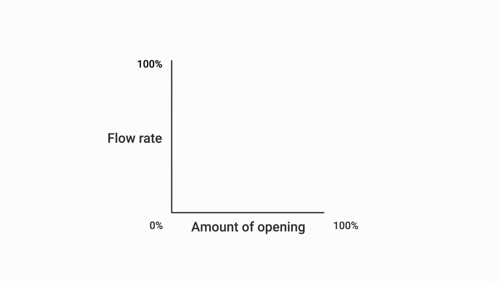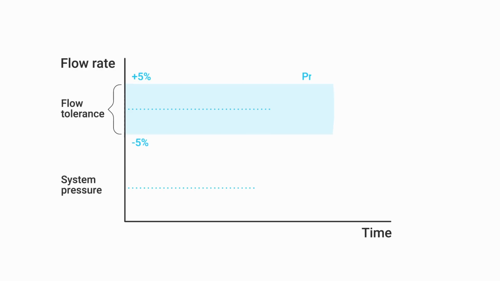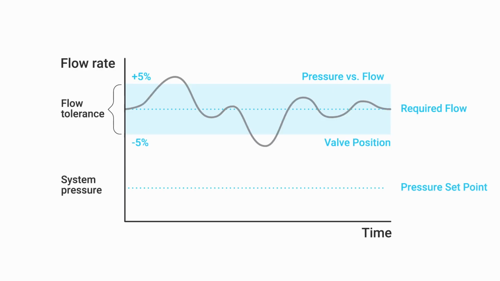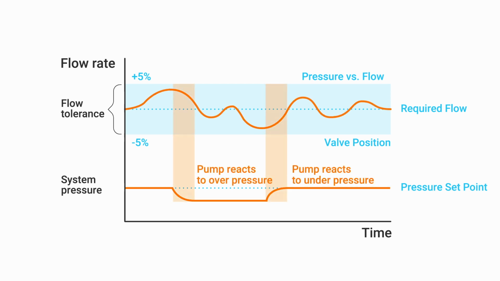To help with this low flow situation, most valves have a physical characterization built into the ball or stem. They also have a controlled deadband. This controlled deadband refers to the amount that the flow rate needs to deviate from the required flow rate before the valve moves to compensate. In modern systems with good pump pressure control, the system detects rising and falling pressure and adjusts the pump before the valve is forced to react.